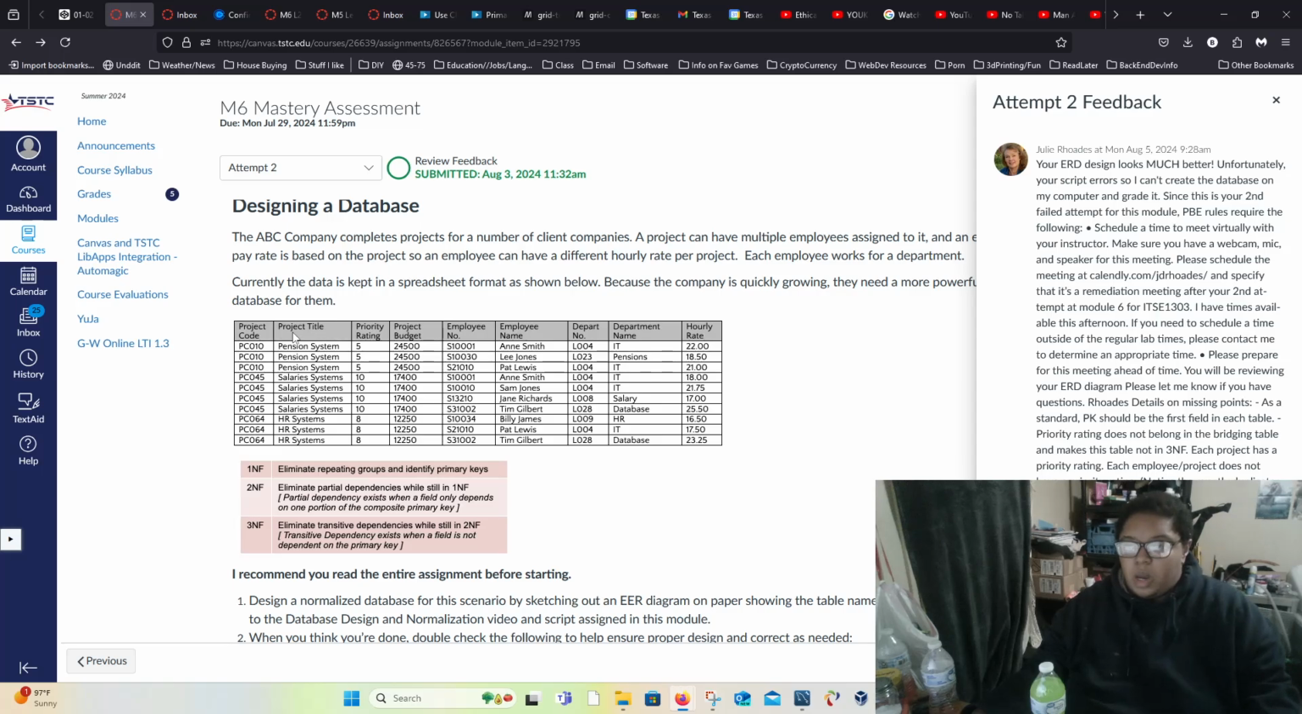So, I was wondering if anyone can explain to me why priority rating doesn't belong in the projects table. I understand why it doesn't belong in the bridging table because it's bridging two tables.